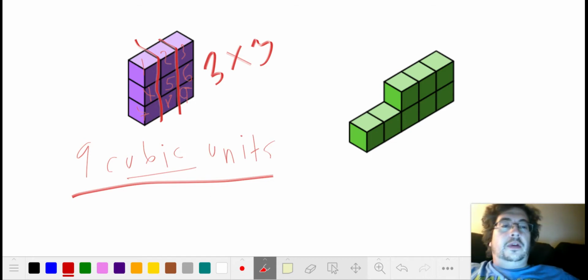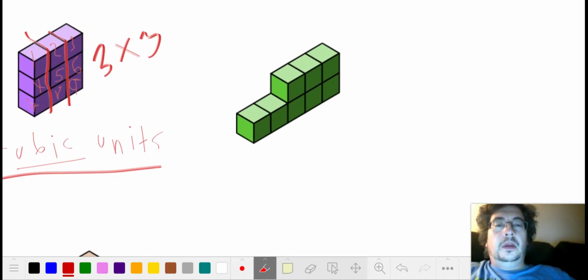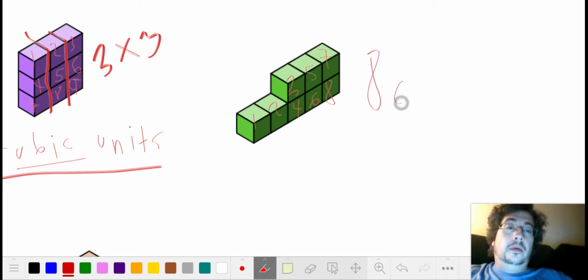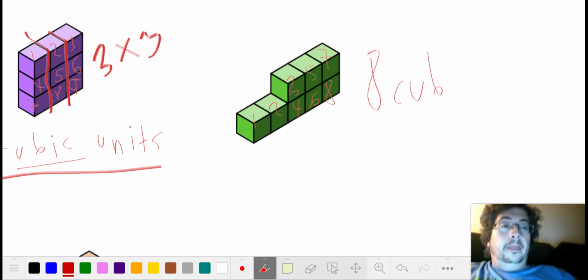So let's take a look at this green object. So this green object, again, we can count all the green cubes. So 1, 2, 3, 4, 5, 6, 7, 8. And we see that the volume here is going to be 8 cubic units.